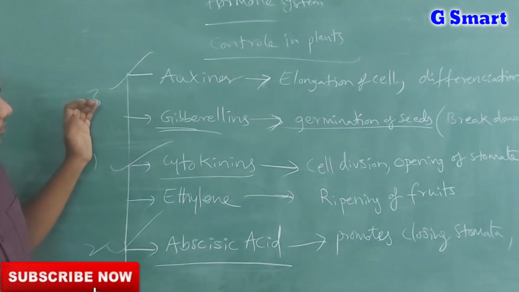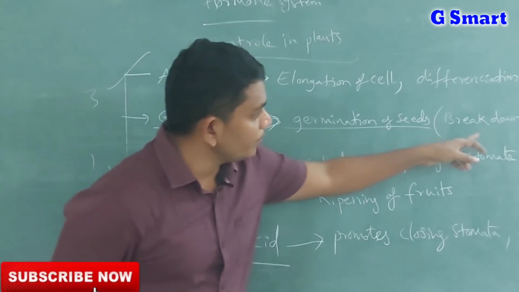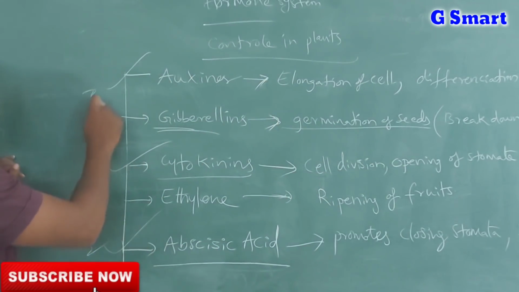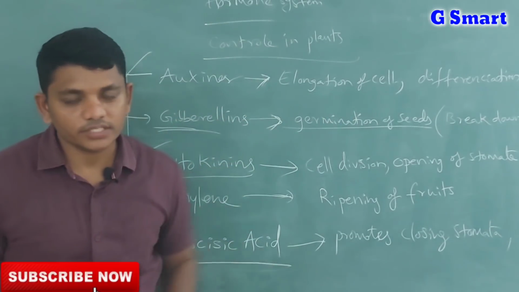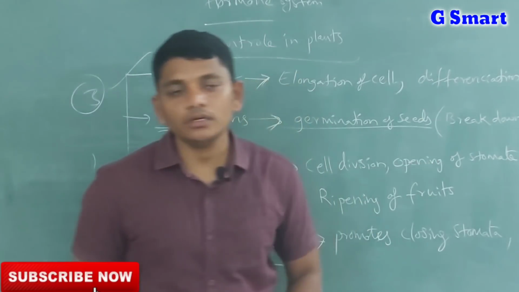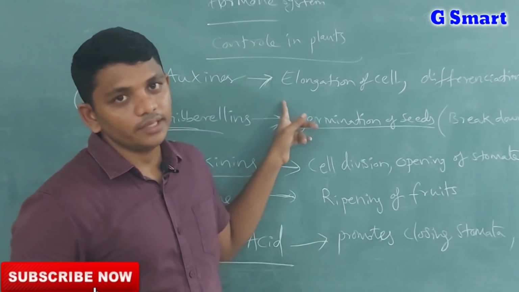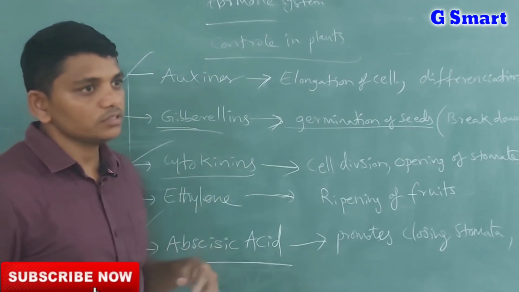Okay, but here gibberellins are responsible for breakdown of dormancy. Let us discuss the third one, auxins. It promotes the elongation of cells, and also differentiation of shoots and roots. So these are very important, which we discussed in the chart.